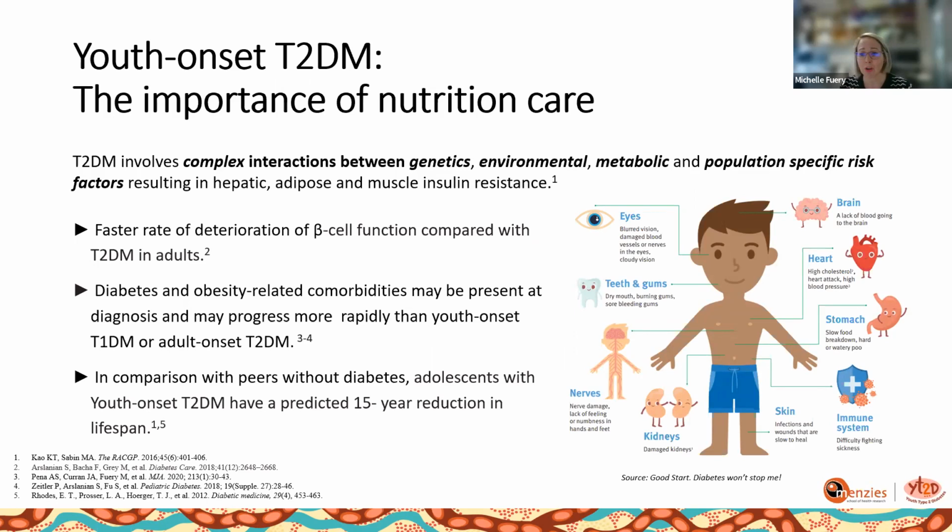So type 2 diabetes involves complex interactions between genetics, environmental, metabolic, and population-specific risk factors, resulting in hepatic, adipose, and muscle insulin resistance. As a more aggressive condition, youth-onset type 2 has a faster rate of deterioration of beta cell function compared with type 2 diabetes in adults. And diabetes and obesity-related comorbidities such as retinopathy, nephropathy, dyslipidemia, sleep apnea, hypertension may be present at diagnosis and progress more rapidly than either youth-onset type 1 or adult-onset type 2 diabetes. And when compared to peers without diabetes, adolescents with youth-onset type 2 are predicted to have a 15-year reduction in lifespan.